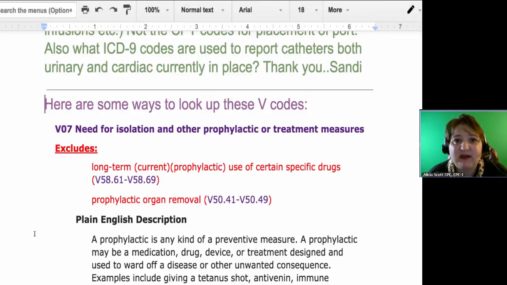This is the key: prophylactic or treatment measures. So if a person is going to get chemo and that type of thing, what are they getting it for? They're getting it for prophylactic purposes. So V07 is going to be your launching point. Keep in mind, there are certain long-term prophylactic drugs that have other V codes, and that's why this is excludes.